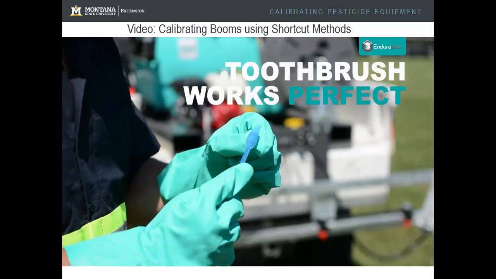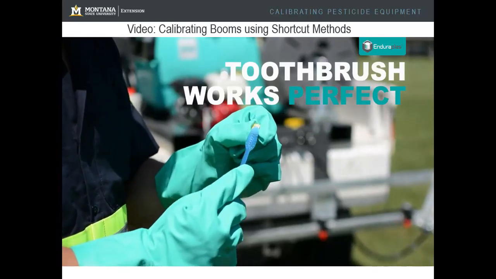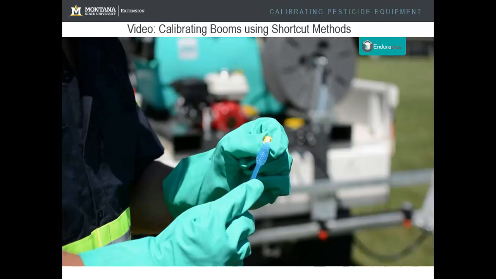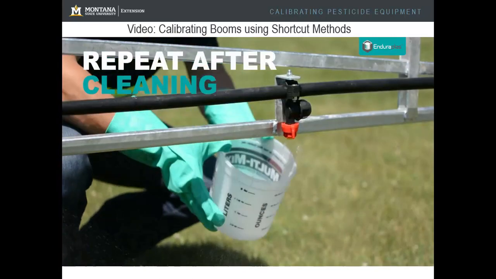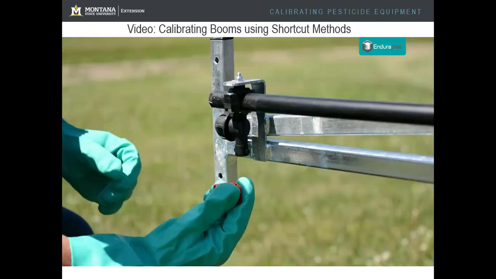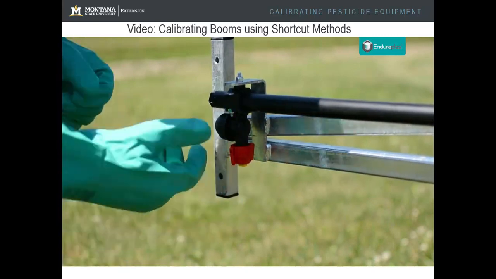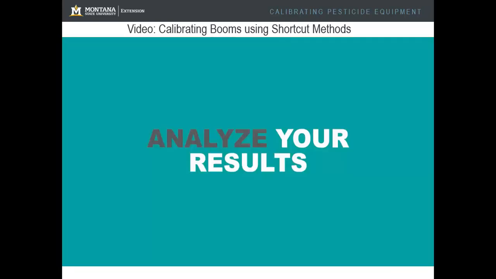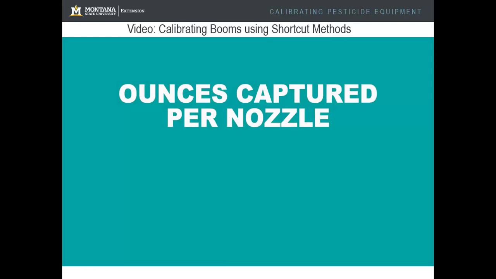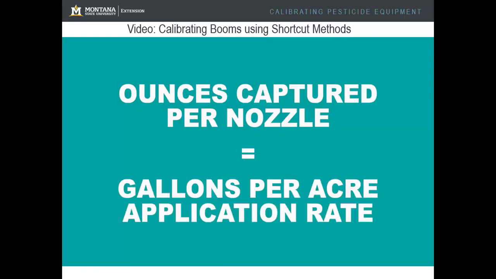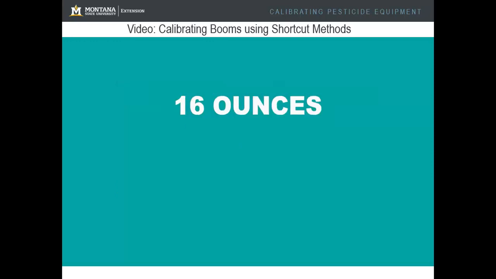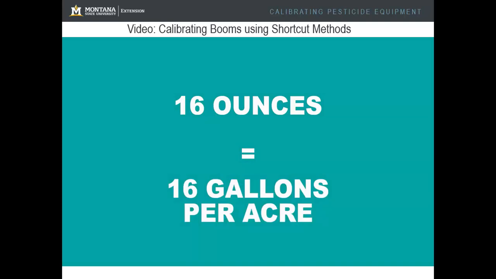A toothbrush works perfect for cleaning. If you have any clogged or ruined nozzles, you will need to repeat the timed liquid measuring process once your nozzles have been cleaned or replaced. Use the information you recorded to analyze your results. The ounces captured per nozzle equals the gallons per acre application rate. In this case, we captured 16 ounces, giving us an application rate of 16 gallons per acre.